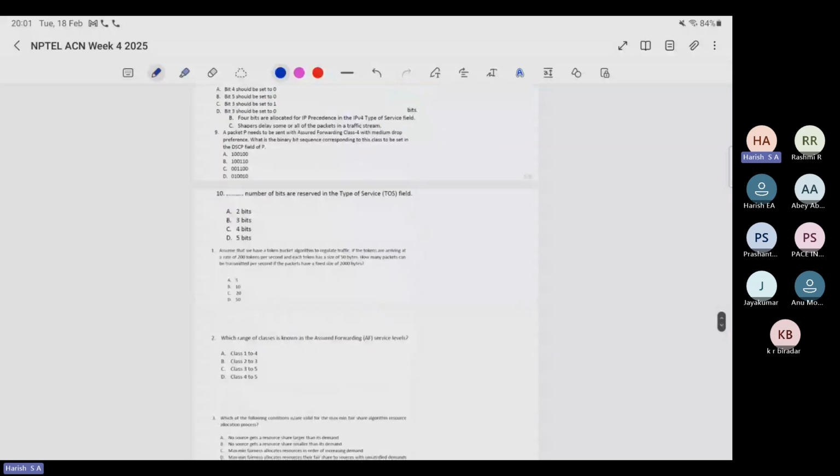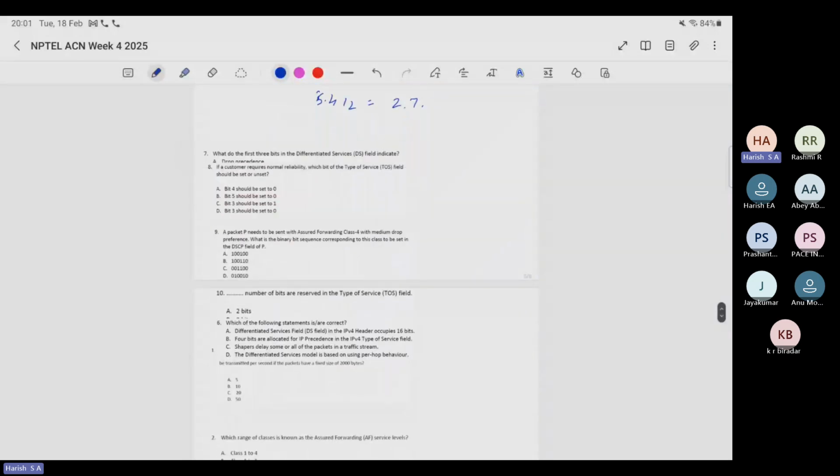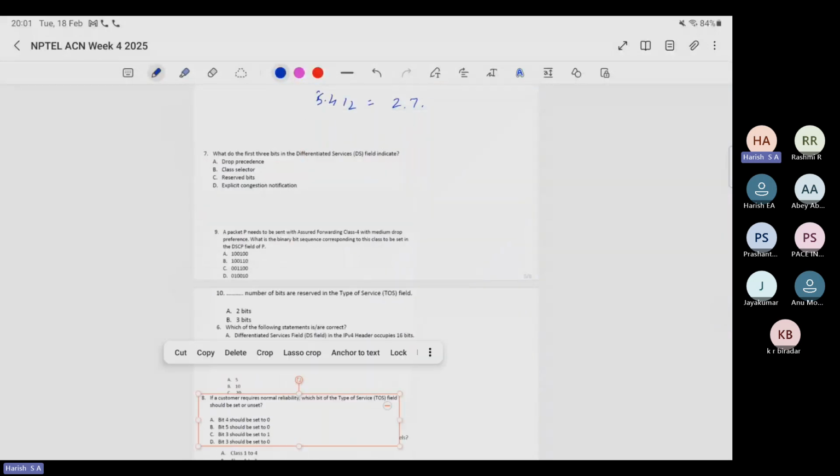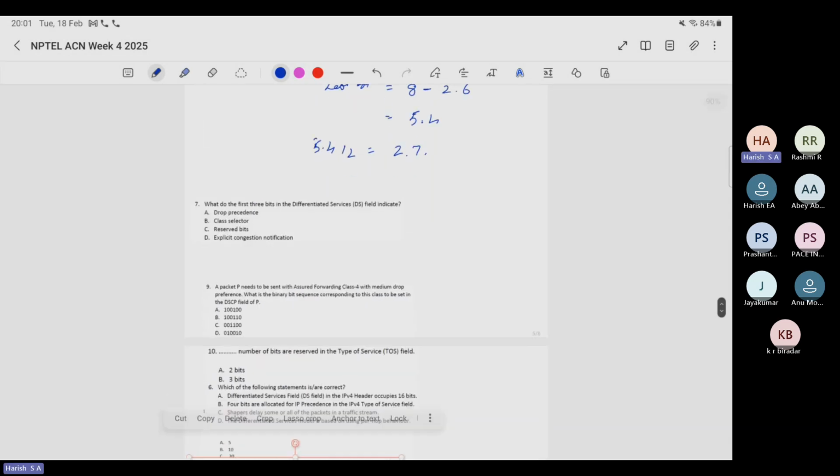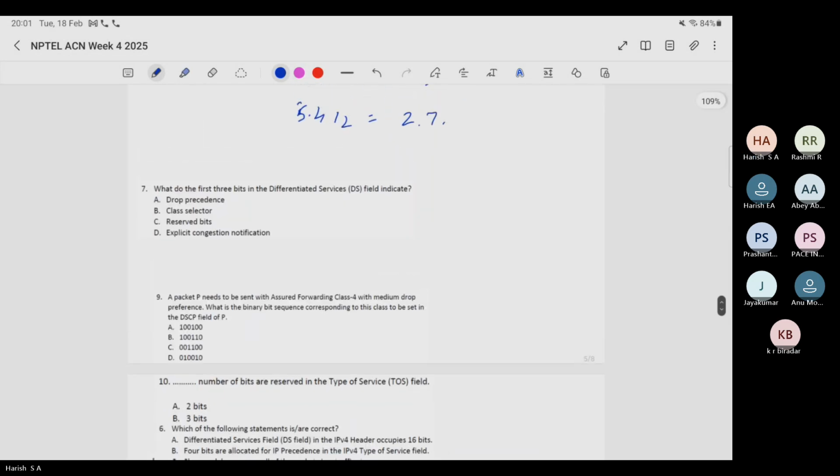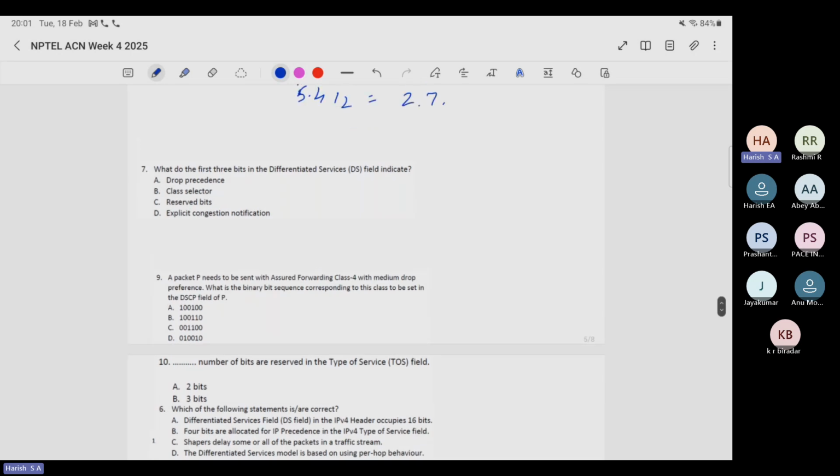I'll just quickly tell you the answers for some of these questions, which you can go and try out by yourself as well. Right. So for this question, which of the following statements is/are correct? Oh, sorry. This is one. Yeah.